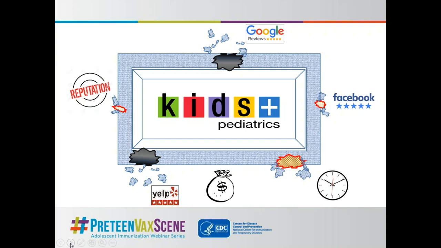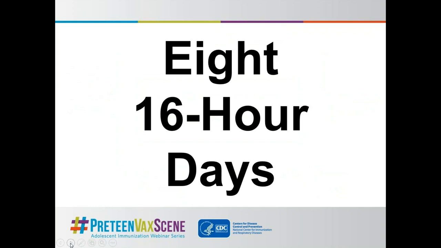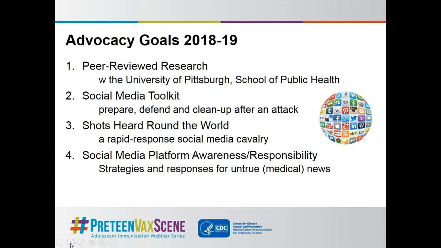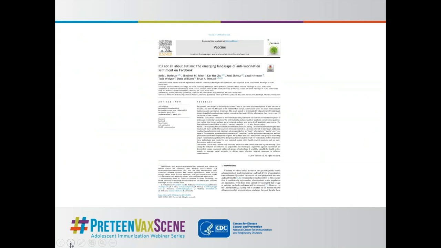And we decided, while we weren't the first group to be attacked, we knew we wouldn't be the last, and we decided to really fight back. Just to let you know, the attack for our communications director was really managed in 8 successive 16-hour days. And the final fraudulent reviews weren't able to be removed until 344 days later. So we don't want anybody else to go through that kind of experience. And as a result, we created a 4-pronged counter response to this attack. One was to create peer-reviewed research on the attack, a social media toolkit, a rapid response social media cavalry, and an awareness campaign. And so first, I'll just tell you a bit about the research.